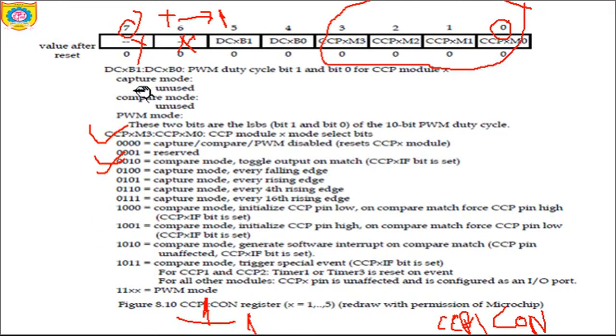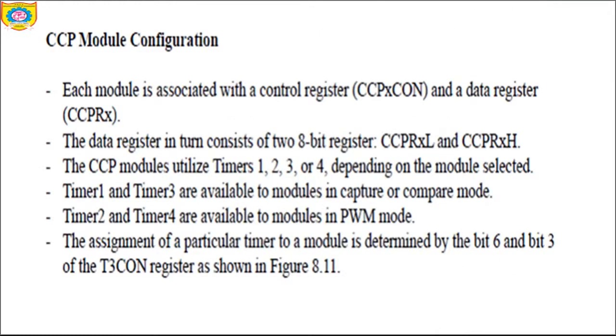All these things should be known to us. This is very important, because if this configuration is wrong, the complete operation will change. Even if we change a 1 to 0 or 0 to 1, it will completely change the mode of operation. So this should be kept in mind while selecting any mode of operation. Just see the configuration explanation here. Each module is associated with a control register, CCP1CON, and a data register. The data register in turn consists of two 8-bit registers.